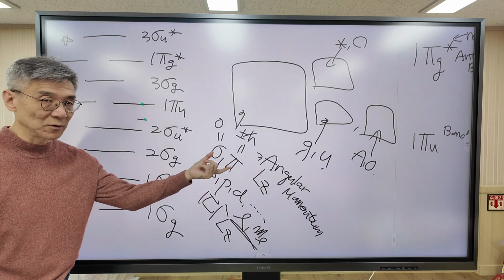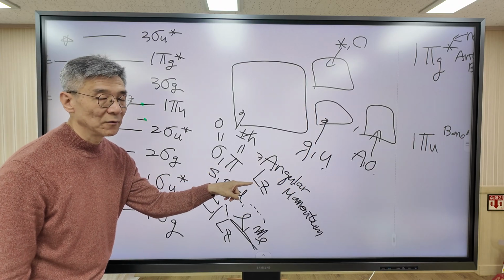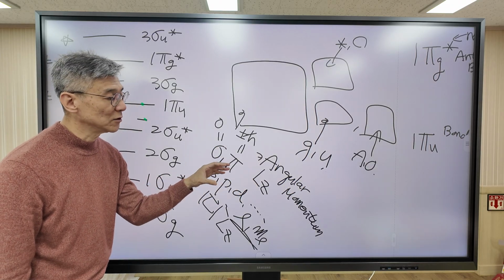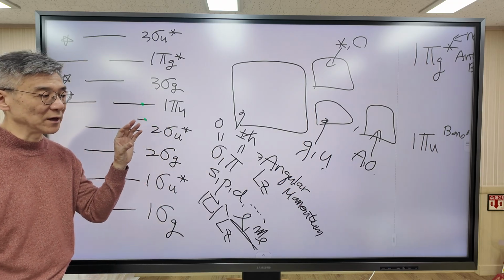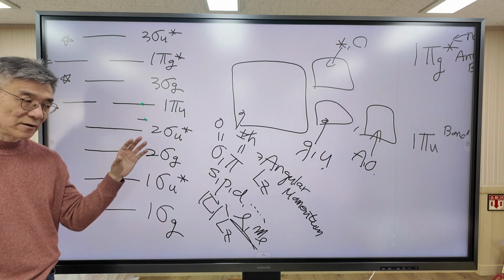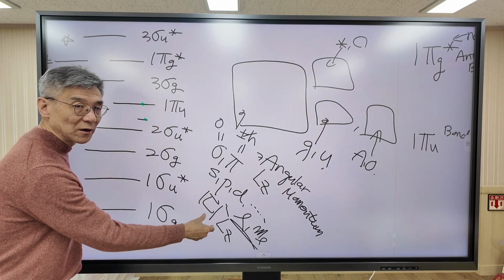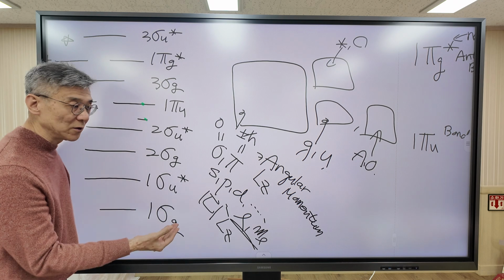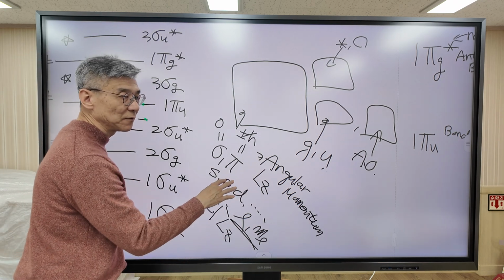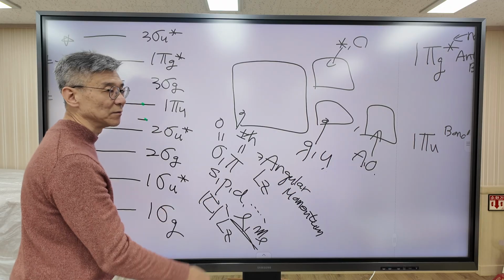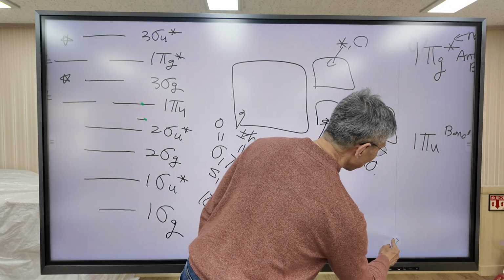But in a molecule, we can only define the z component of angular momentum. We cannot define the magnitude of angular momentum in a molecule. There's a very profound meaning about this. In an atom, we can define both magnitude and direction of angular momentum. But in a molecule, we can only define the z component of angular momentum. We cannot define the magnitude of angular momentum. There's a profound meaning for this.